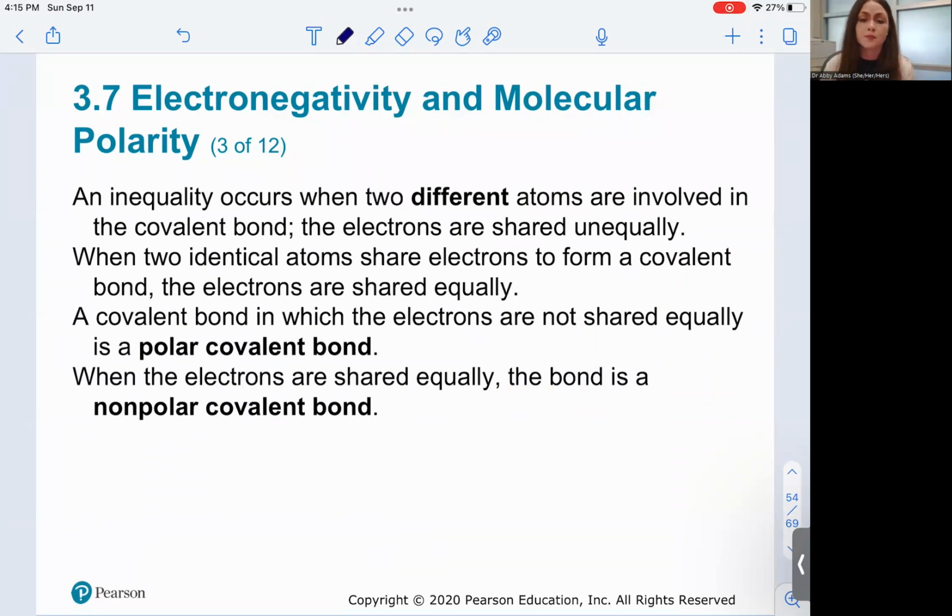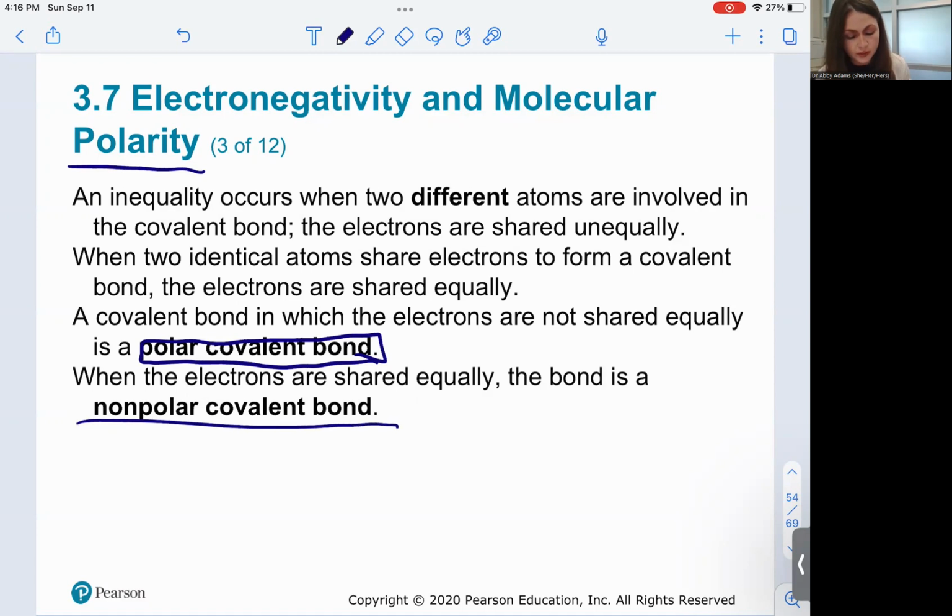So when two different atoms in a covalent bond, in a covalent compound, are sharing electrons in an unequal way, meaning that an electron might spend more time closer to one atom of one element compared to the other atom in that compound, that's called a polar covalent bond. So we're still in covalent, but that's a polar covalent. So the sharing indicates the polarity.